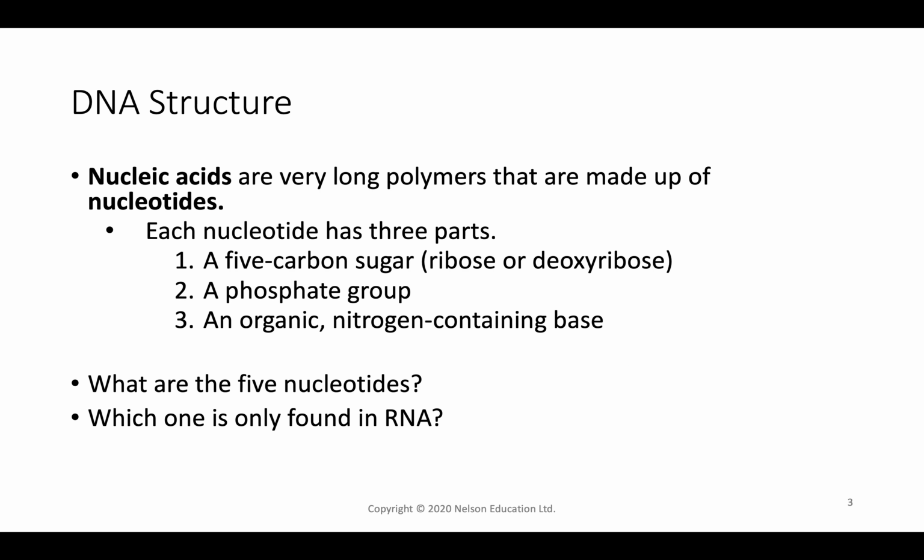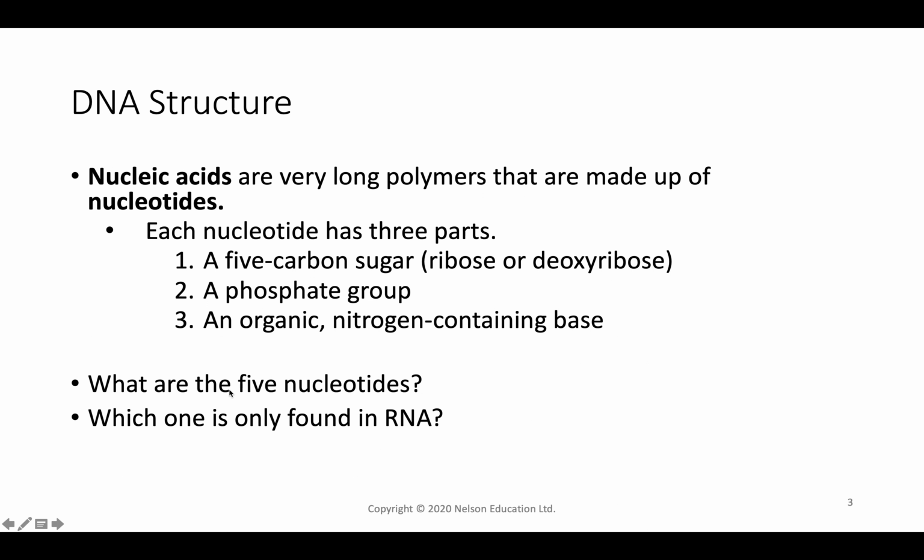Okay, so both DNA and RNA are made of nucleic acids, and nucleic acids are very long polymers that are made up of nucleotides, so monomers are nucleotides. And each nucleotide has three major parts. It's got the sugar, which is either ribose or deoxyribose, right, RNA or DNA, a phosphate group, and a nitrogen-containing base, which is an organic group.